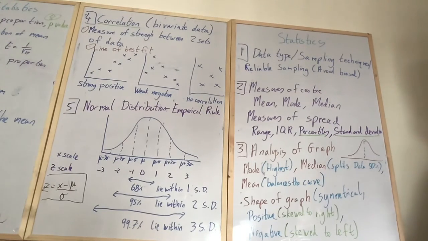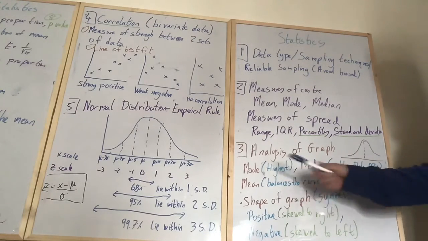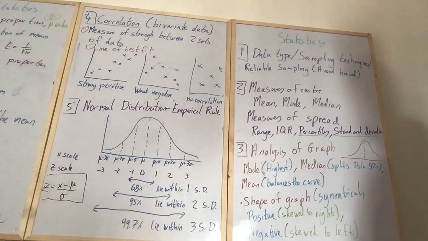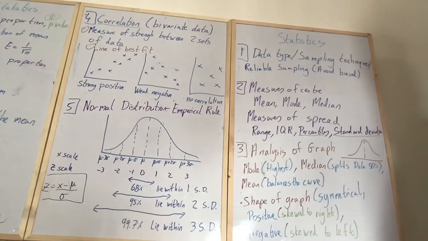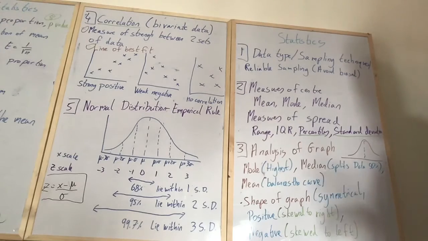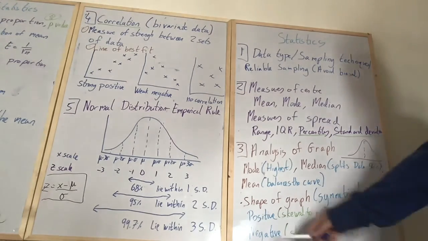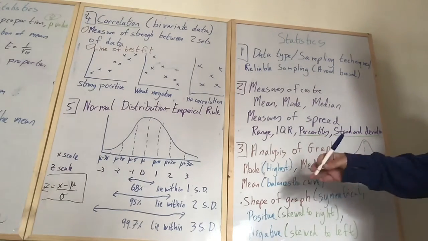If it was symmetrical, the mode would be the same as the median, which would be the same as the mean. But if it is positively skewed, or skewed to the right, the mode is less than the median and the median is less than the mean. And if it was skewed to the left, which is negatively skewed, the mode is greater than the median and the median is greater than the mean.